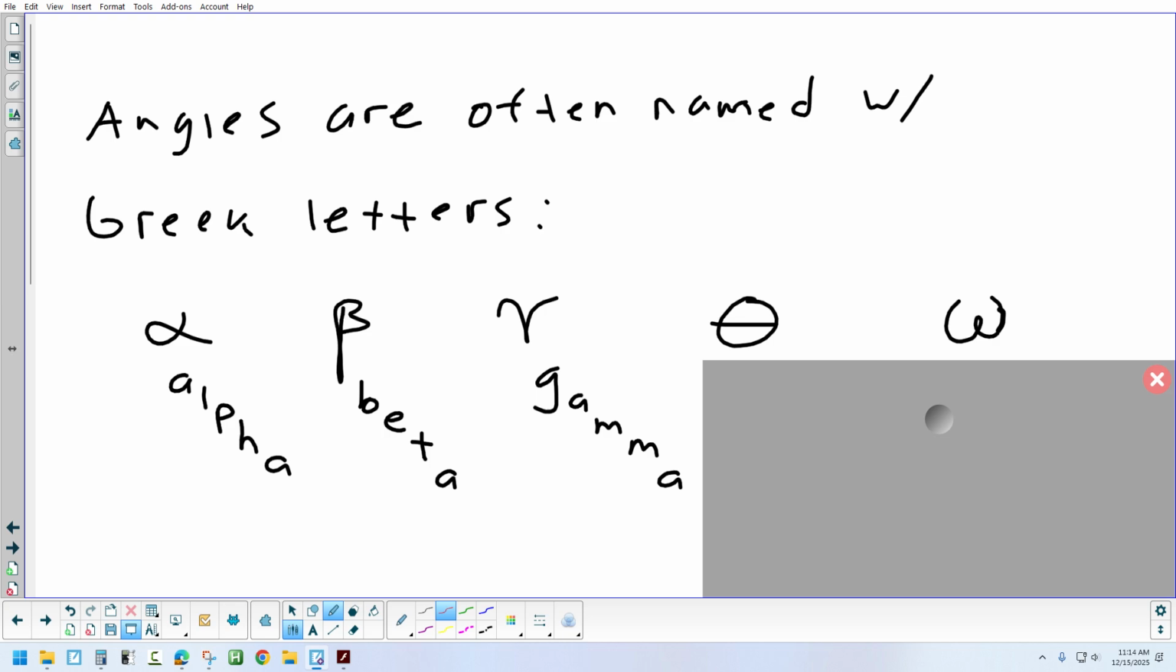When you have to describe a single angle by itself, just one angle, that's the Greek letter we use a lot. Anybody remember that Greek letter? Yep, that's theta.